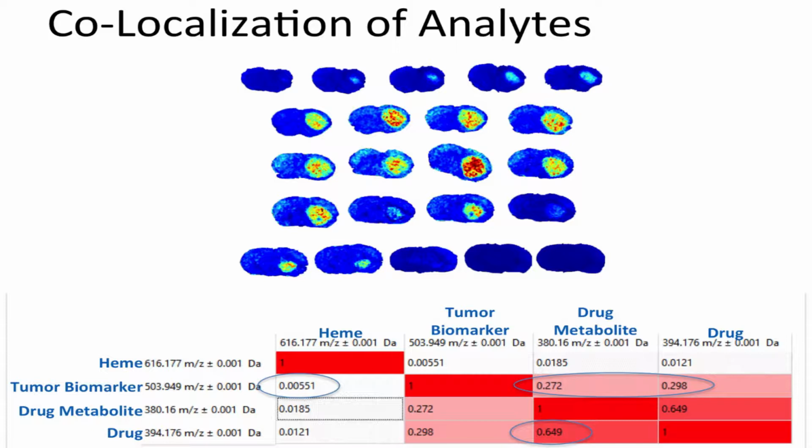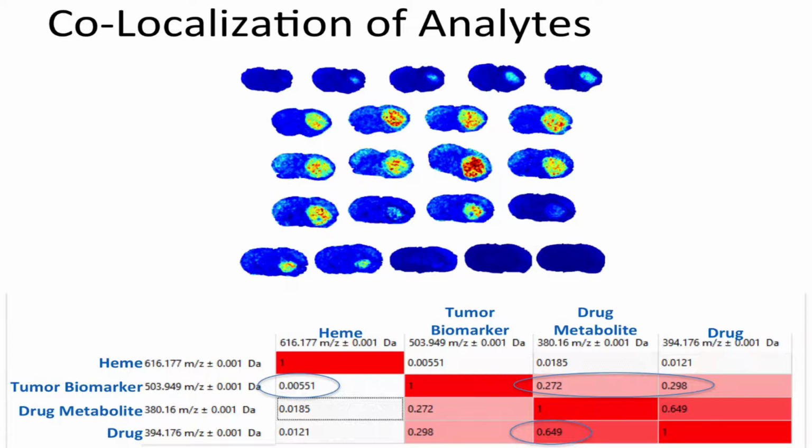So all of those images, we can look at them in a qualitative manner, but what we've been working to do now is to develop more quantitative tools so that we can bring all of this together. So in this case, we extract a co-localization index, where now we're looking at co-localization between the heme, the tumor biomarker, the drug metabolite, and the drug.